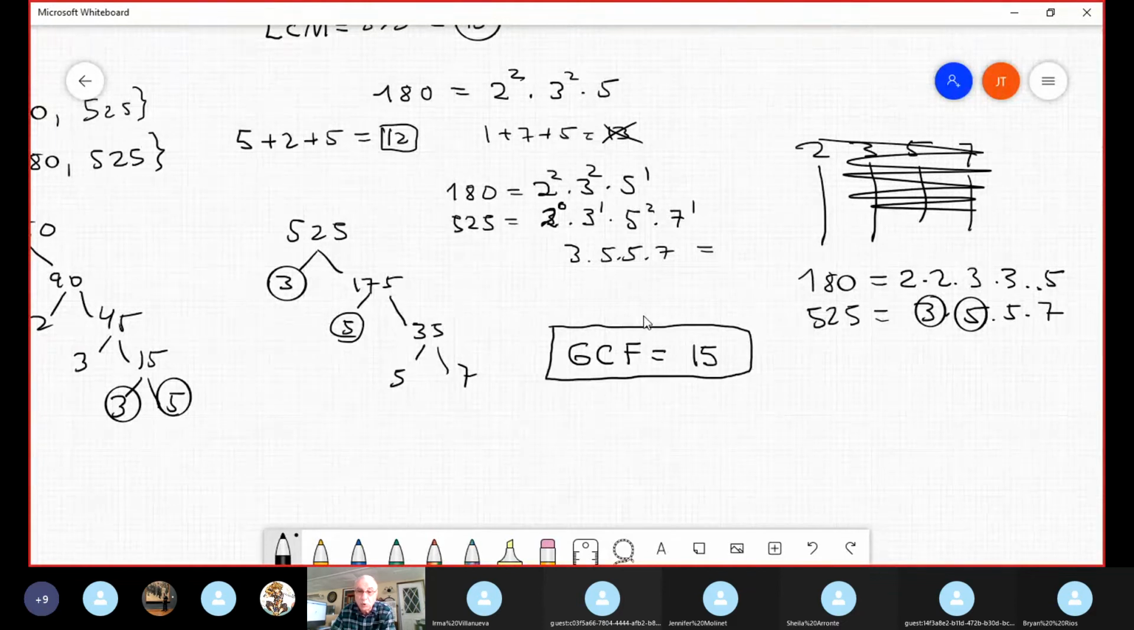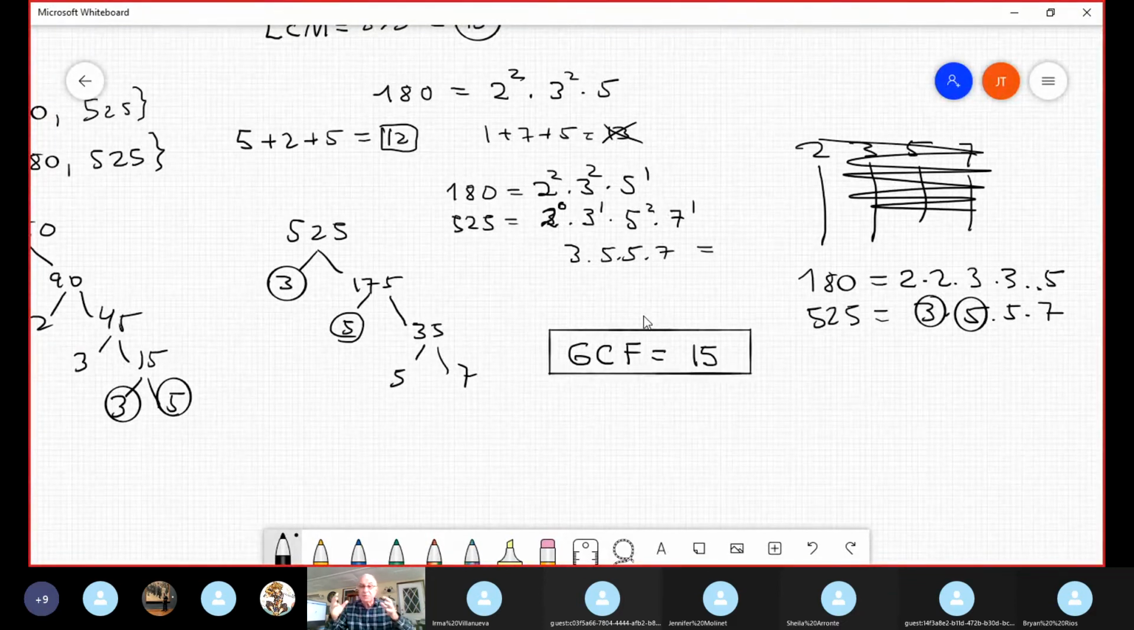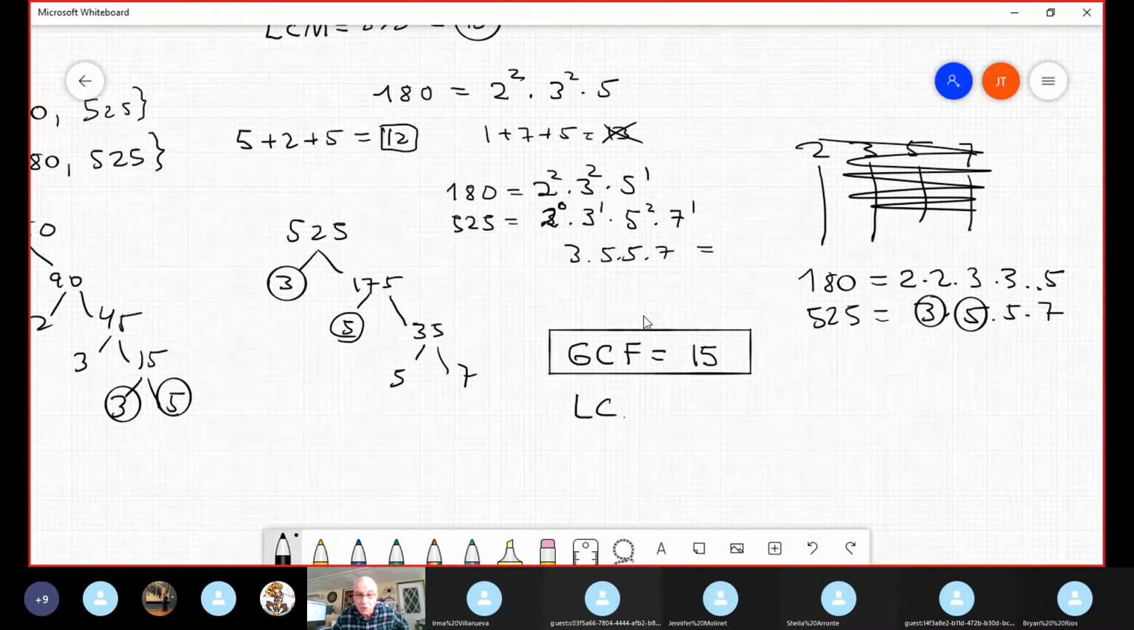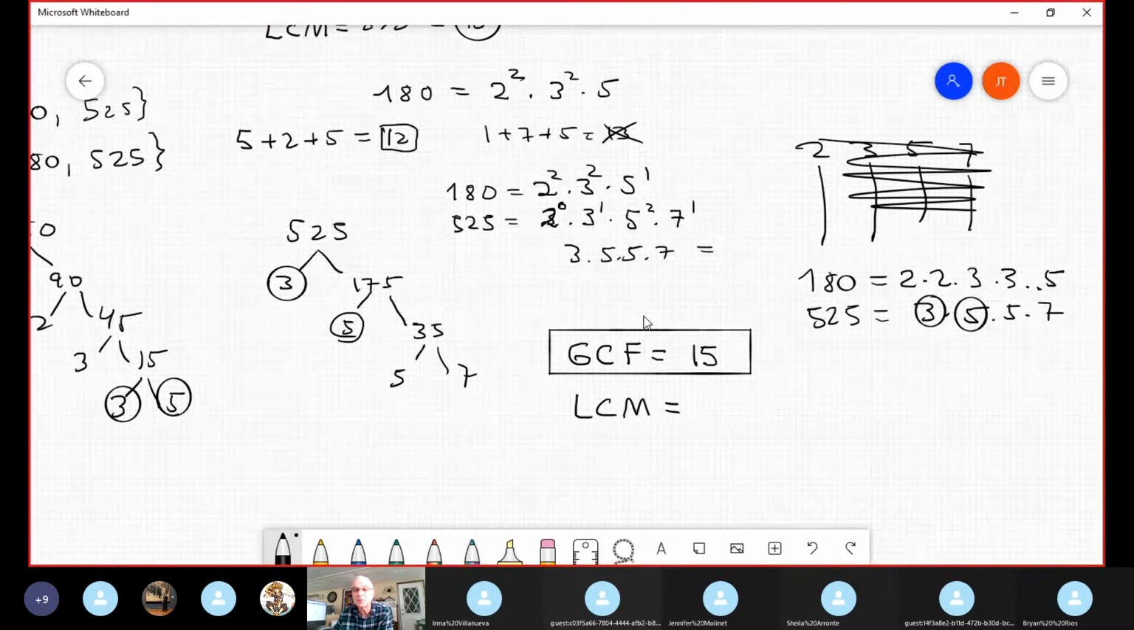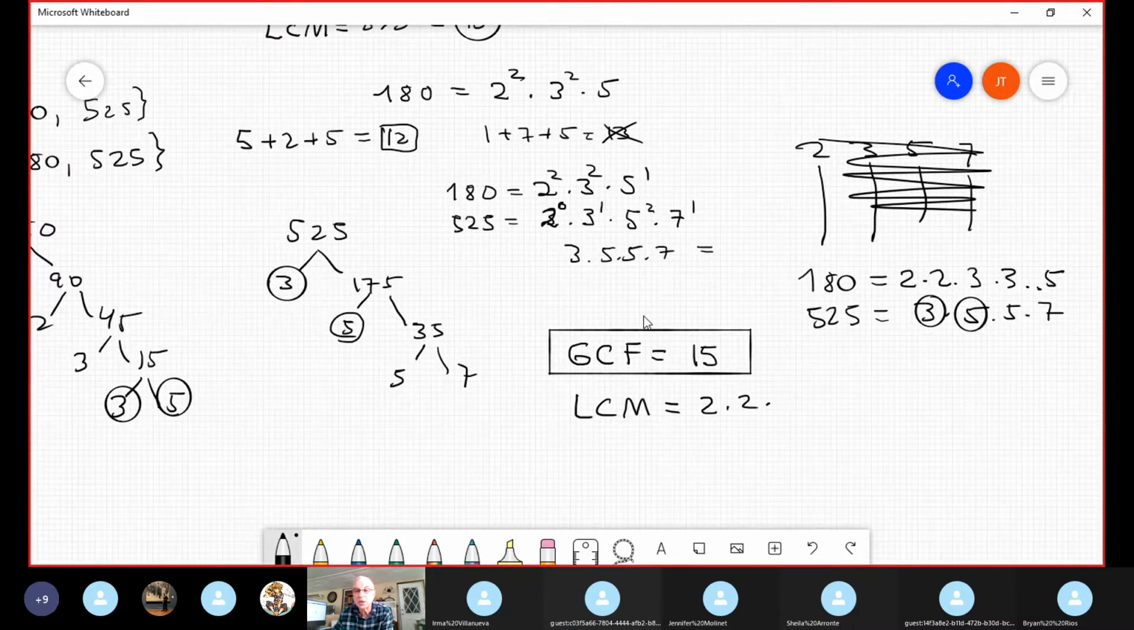In conclusion, you analyze what factor is repeated. 3 and 5 are repeated, and you take the smaller exponent to find the greatest common factor. For the least common multiple, you take every repeated and non-repeated factor. But when it's repeated, you take the bigger amount, the majority. 2 is not repeated, you take 2, 2. 3 is repeated. You take 2, sorry. So you ignore the smaller. 5 you take, and 7 you take.